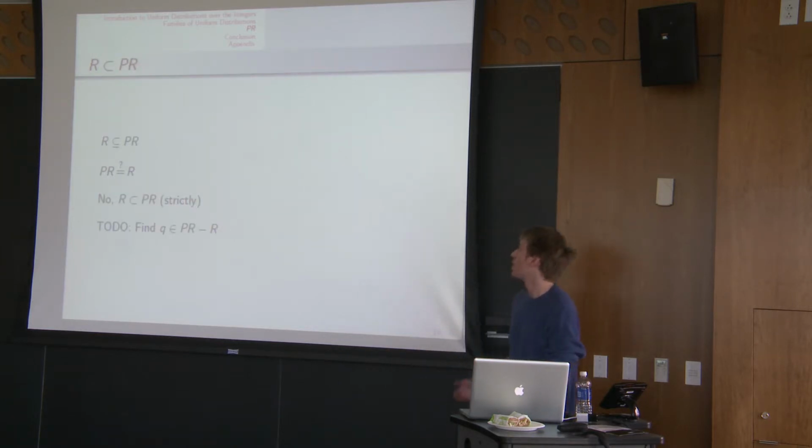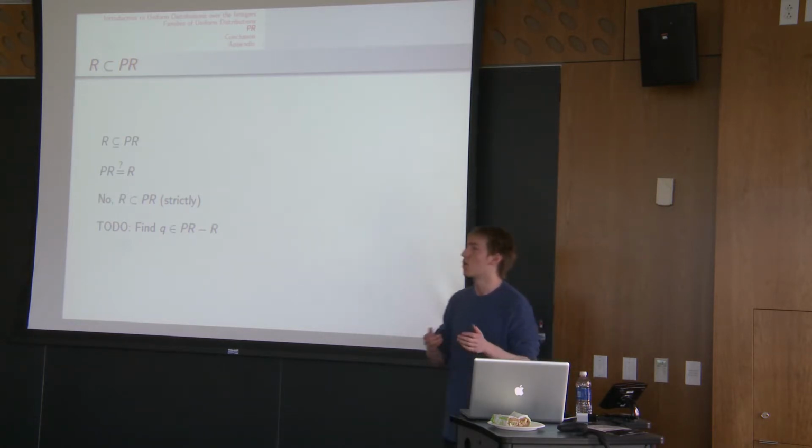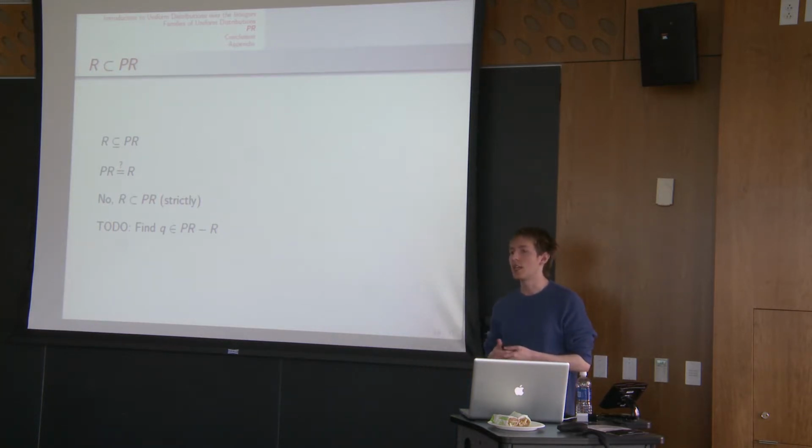So we know the residue class family is contained in the prime residue class family, because every uniform distribution that obeys the residue class condition will also obey the prime residue class condition. But we don't necessarily know they're equal. We might think that they're equal because every integer has a prime factorization. But what I'm going to show is that no, the residue class family is strictly contained in the prime residue class family. And I'm going to do that by exhibiting an element Q that's in the prime residue class family, but not the residue class family.